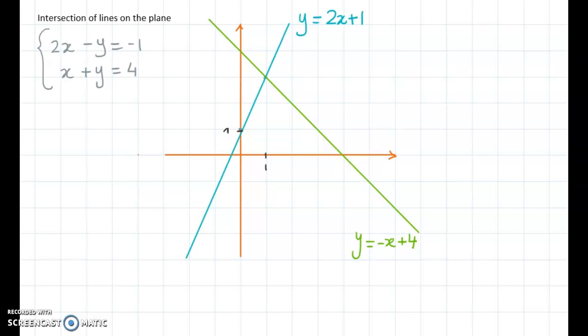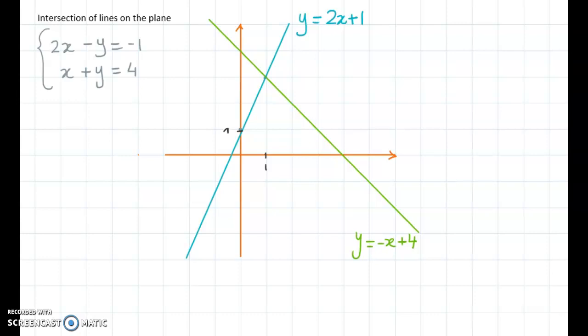Hello, we are working on solving systems of linear equations with two unknowns and two equations. We are going to look a bit at the geometrical interpretation of the process of finding the solution of such a system. Imagine the system we have has the equations 2x minus y is equal to -1 and x plus y is equal to 4.